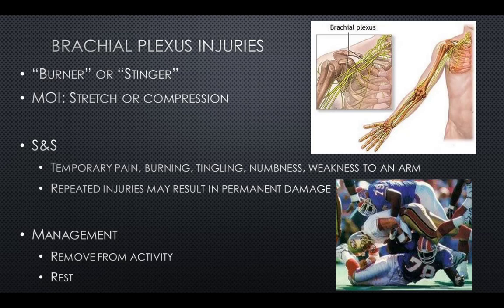Brachial plexus injuries are often also called burners or stingers. The mechanism of injury is either a stretch or a compression of the nerve bundle. Signs and symptoms include temporary pain, burning, tingling, numbness, and sometimes weakness to the arm. They may describe that they have a quote-unquote dead arm. Repeated injuries can result in permanent neurological damage to the upper extremity. Management is removing the athlete from activity and rest.